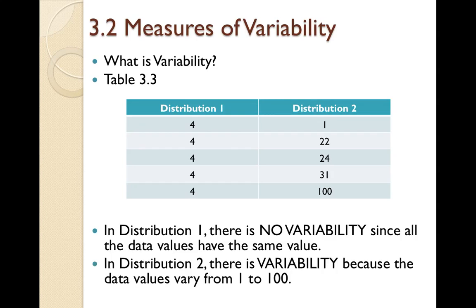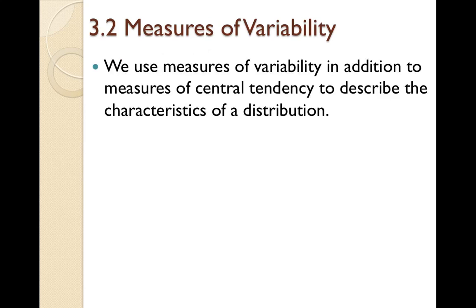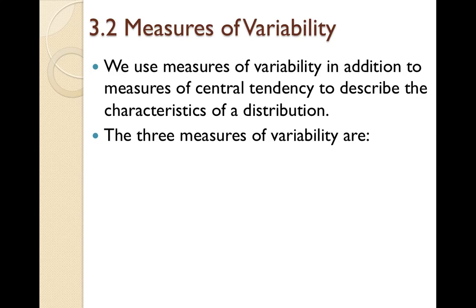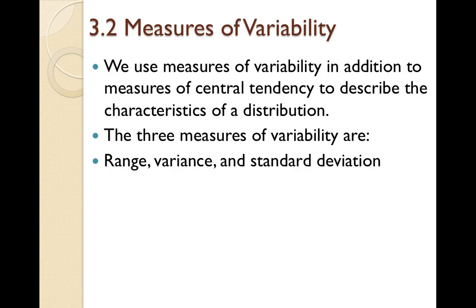Distribution 2 has variability because the data values vary from 1 to 100. So we have variability in distribution 2. There is no variability in distribution 1. How much variability is in distribution 2 is something that we're going to discuss now. We use measures of variability in addition to measures of central tendency to describe the characteristics of a distribution. The 3 measures of variability are the range, the variance, and the standard deviation.